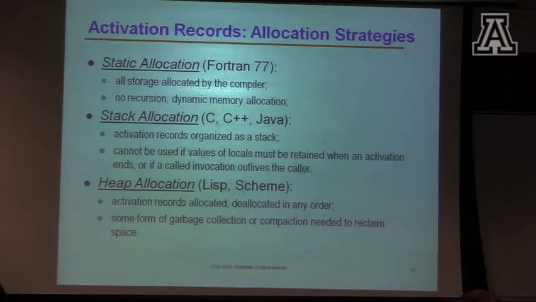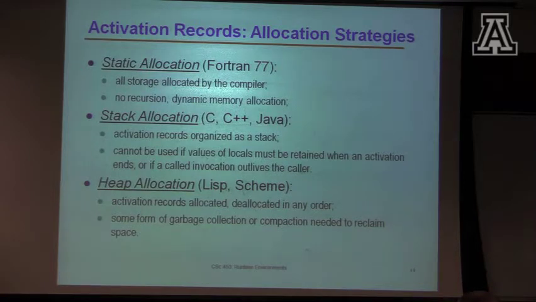What sorts of allocations? Different languages may have different kinds of allocation schemes. So again, as the compiler writer, something you'd have to be aware of is to go and look at what kinds of allocation the language requires, and use allocation appropriately. So in Fortran 77, for example, all storage is allocated by the compiler. Right? There was no notion of recursion. There was no dynamic memory allocation.